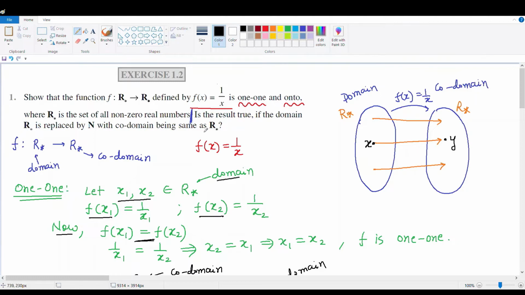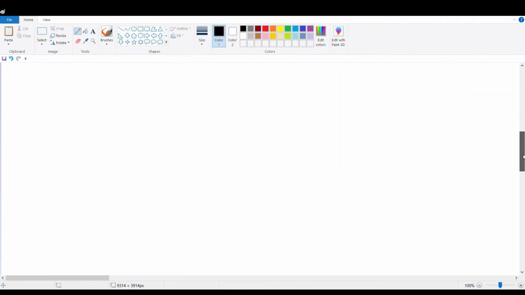Now in the second question, they have changed something. The result is still going to be true if the domain R star is replaced by N, with the codomain being the same R star. So instead of this R star, now in the second question we are going to take N as our domain. So let's do that here.